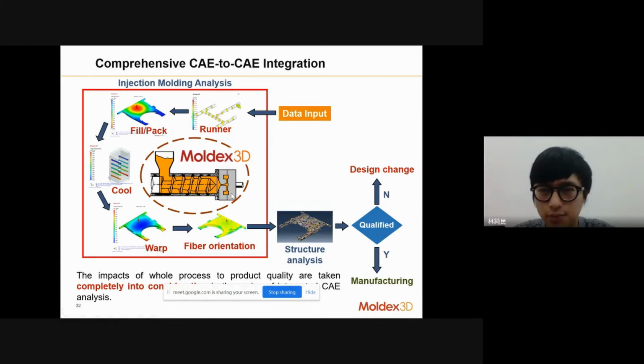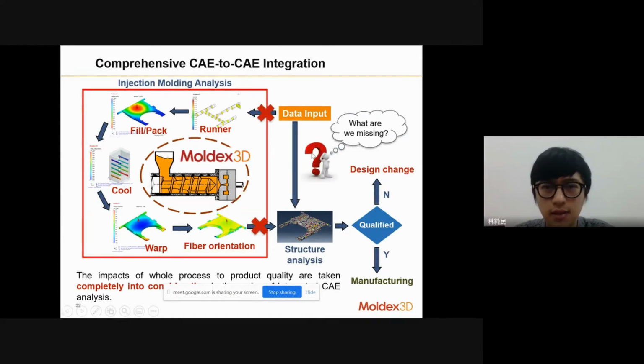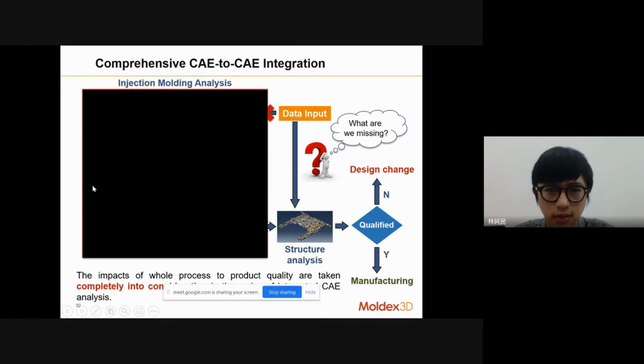I said right now we have a lot of products that want to enhance their strength, so we put in some fiber, and the fiber orientation will also affect the warpage, the direction of the warpage. So if without the CAE, what will happen? You can see there is like a blind spot here. So you don't know what will happen. So what you can rely on is trial and error. And if the quality is good enough, you can start to manufacture it. If it's not good, you need to change your design again.